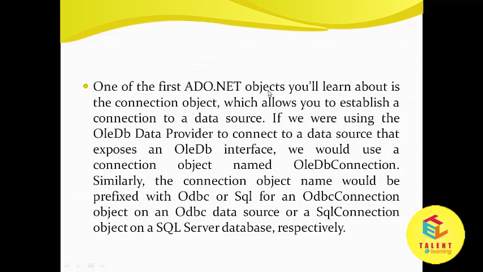One of the first ADO.NET objects you will learn about is the connection object, which allows you to establish a connection to a data source. If we were using the OLEDB data provider to connect to a data source that exposes an OLEDB interface, we would use a connection object named OleDbConnection. Similarly, the connection object name would be prefixed with ODBC or SQL for an ODBC connection object on an ODBC data source, or a SQL connection object on a SQL Server database, respectively.